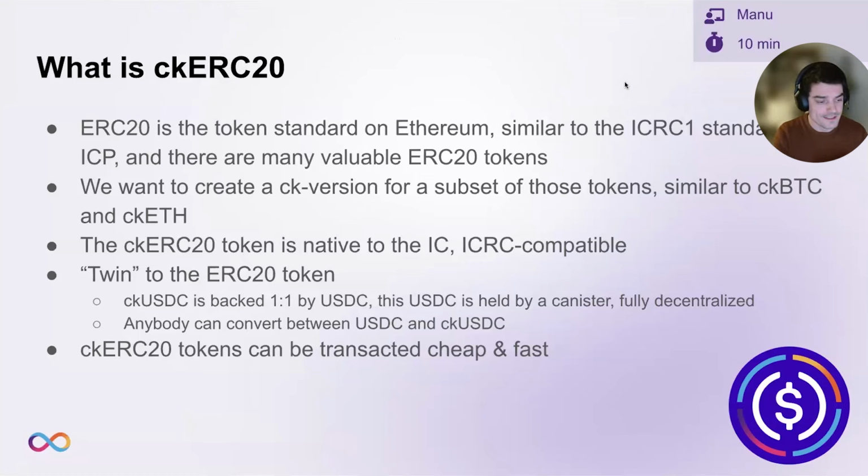Now you can imagine that we have ckUSDC on the Internet Computer. This would be a twin to USDC, meaning that it's fully backed by real USDC on Ethereum mainnet, and that USDC is held by a canister, so it's all decentralized, no central parties involved. Anybody can convert between USDC and ckUSDC and the other way around, such that if you have ckUSDC, you can always redeem it for native USDC. And we think that is useful for different reasons.